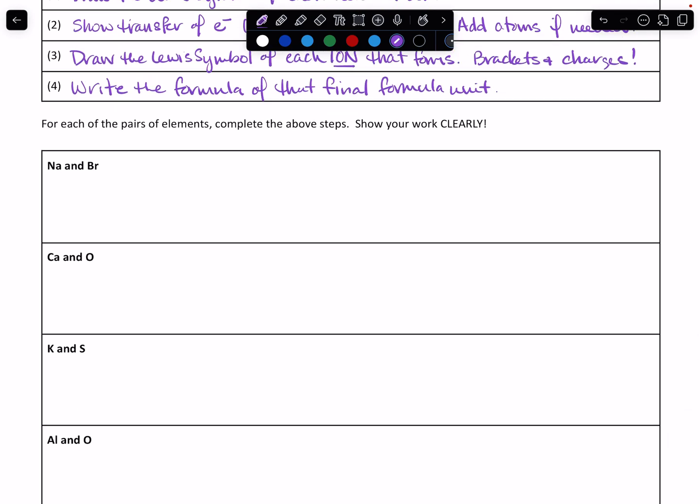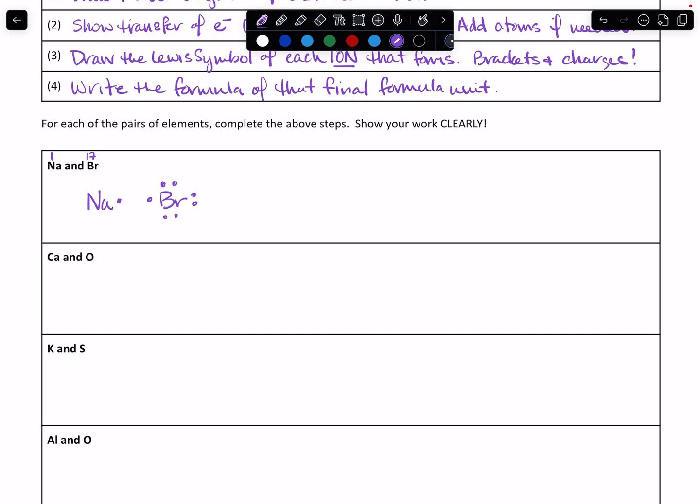So here we've got sodium and bromine. Sodium's in group 1, bromine's in group 17. So I'm going to start by doing the Lewis dot symbol of each of these. Sodium has 1 valence electron. Bromine has 1, 2, 3, 4, 5, 6, 7. So now I have my Lewis dot symbols of each.